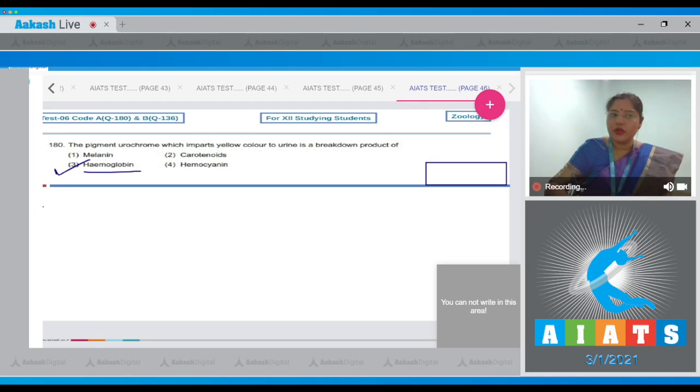Let's see other options also. Melanin is a skin pigment secreted by melanocytes. Carotenoids, plant pigment, yellow to orange in color. Hemocyanin is respiratory pigment of mollusks and arthropods. Correct answer to this question is option number 3.